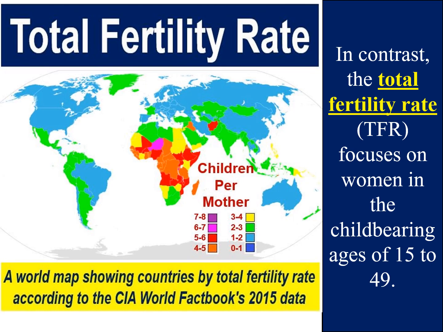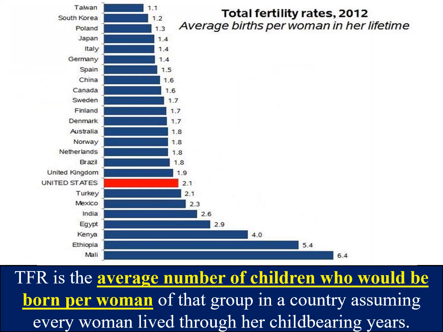So for example, you can see from this map of total fertility rates, we see that in places like North America and Europe and Australia, the average woman only has 1 to 2 children, whereas in many places in Sub-Saharan Africa, women are still averaging 6, 7, even 8 children per woman. So TFR again is the average number of children who would be born per woman of that group in a country, assuming every woman lived through her childbearing years.